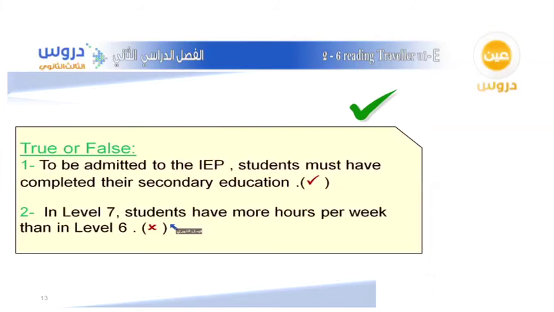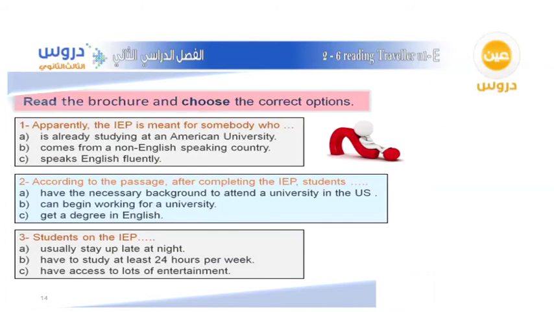Okay. Now, let's say number 1 for you, Jihan, and number 2 for you, Firdaus. Okay? Read the brochure and choose the correct options. Number 1, apparently the IEP is meant for somebody who is already studying at American University. Non-English speaking country, speaks English fluently.